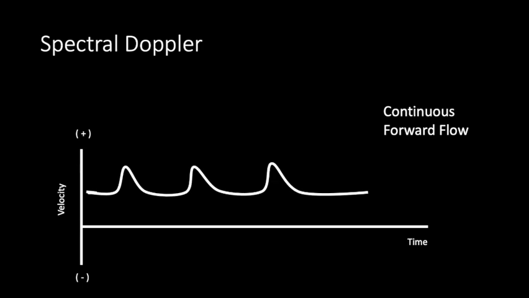Well, I describe this as continuous forward flow, which does assume we are imaging according to standard conventions where arteries are being assessed with flow towards the probe. And even during diastole, there is movement of blood towards the probe, and the velocity of that blood picks up or surges during systole, but even in diastole, continues to flow forward.